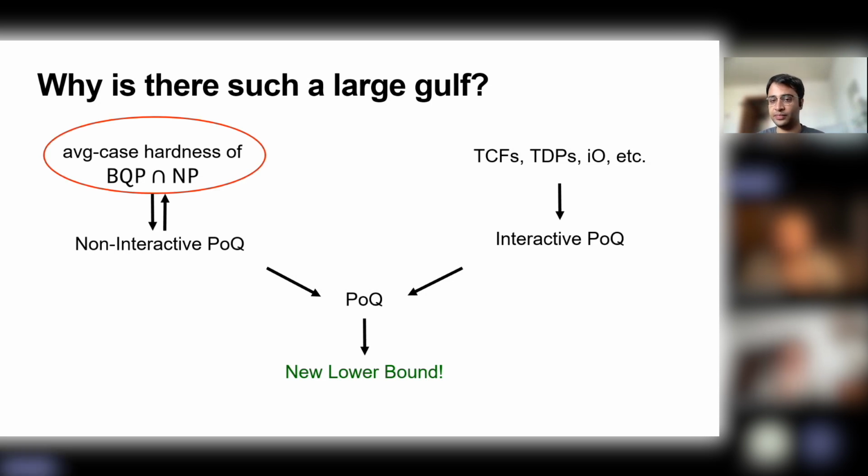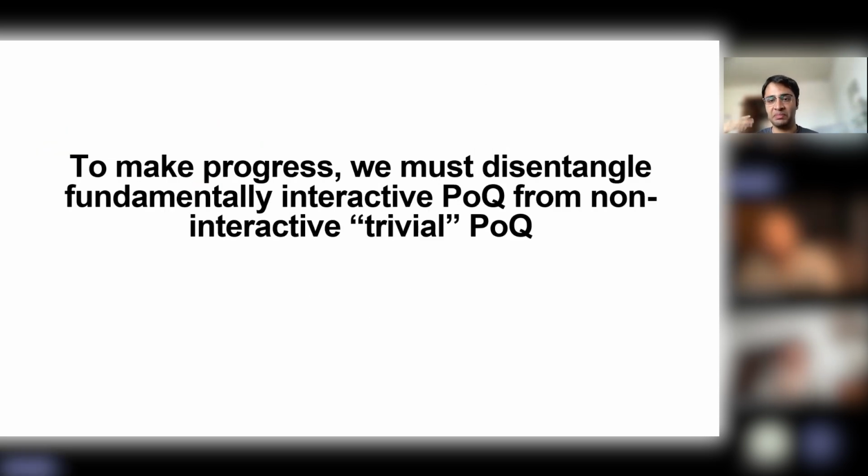And this brings us to one of the theses of the paper, which is that to make progress on this problem, we must disentangle this fundamentally interactive proof of quantumness from what we sometimes call trivial, non-interactive proofs of quantumness. So how can we do something like this?